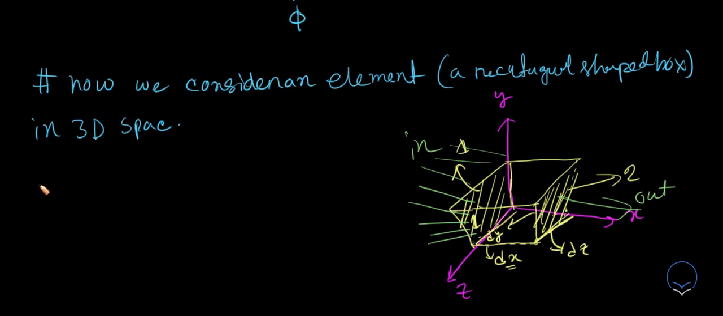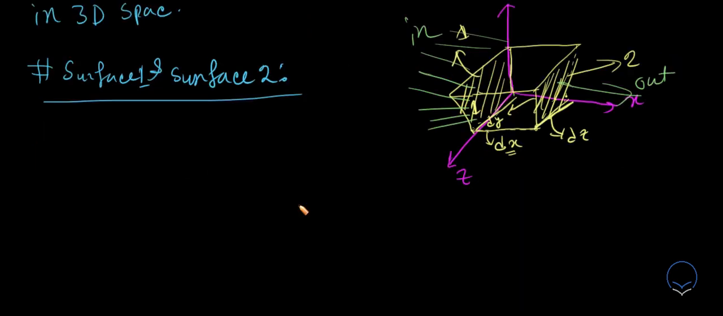So we want to consider surface 1 and surface 2, because they are opposite to each other. And now we want to see how much of the fluid goes in and how much of the fluid goes out, so we can calculate the loss of the fluid. That means if the fluid gets stuck inside this volume, we can calculate that.